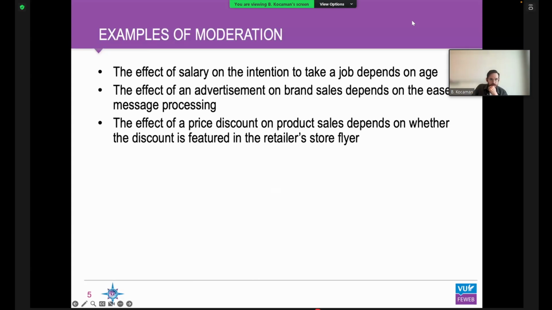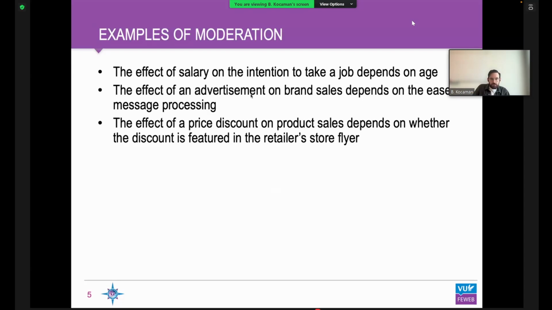So some examples here, for instance, the effect of salary on the intention to take a job depends on age. It might be that as you get older, you might expect higher salaries, so a lower salary, for instance, might affect your intention to take a job more if you're older than if you're younger.